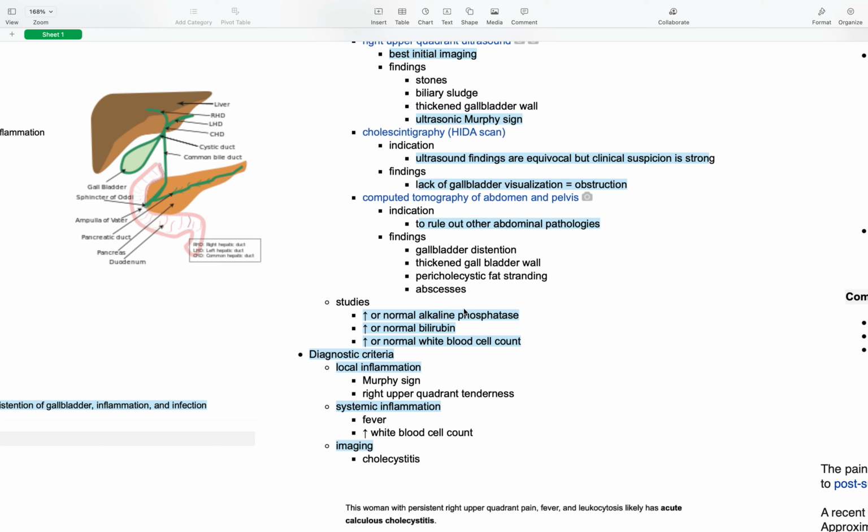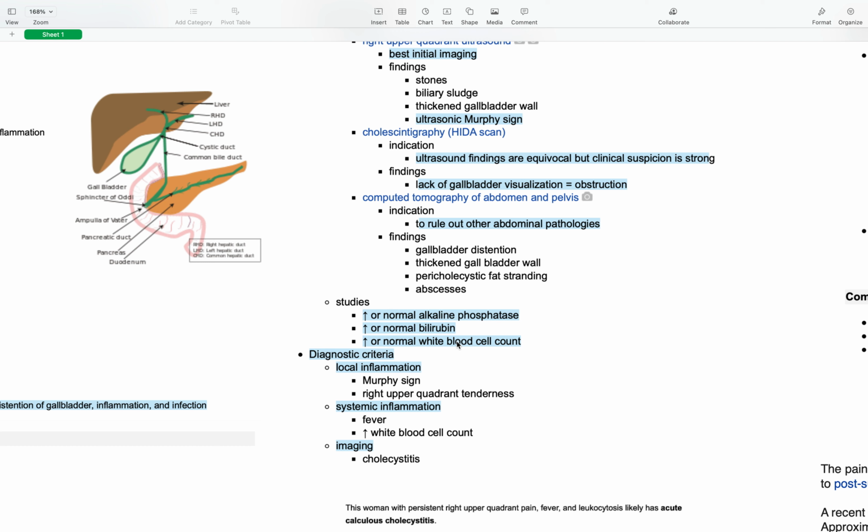So you do the liver function test, you do basic simple CBCs. What you find is that the labs may be high or normal. Okay, so this is very important in case of cholecystitis. Your labs might come back normal. However, your white blood cell count may be slightly elevated because of infection associated with cholecystitis.